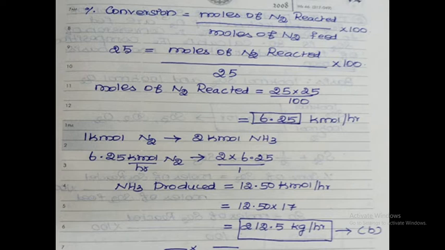So this is the ammonia produced in kg per hour if the conversion is equal to 25 and the moles of nitrogen feed is equal to 25 kilomole per hour. Are you clear or not?